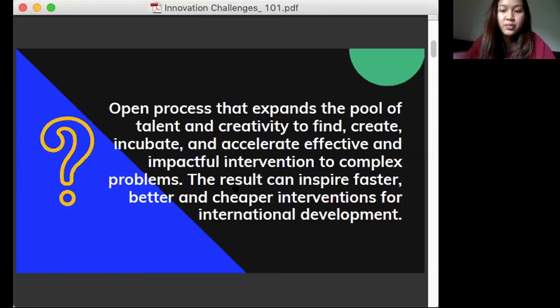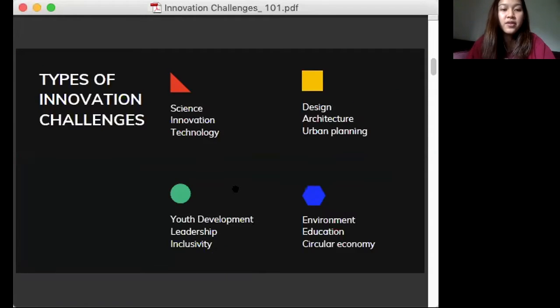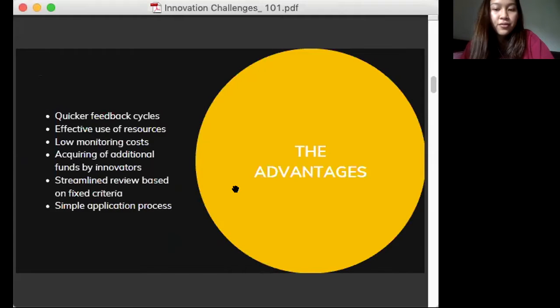Because they are used to address specific issues, these challenges could raise solutions to problems in the science, innovation, and technology, design, architecture, and urban planning, youth development, leadership, and inclusivity, and also environment, education, and circular economy. The advantages of creating them is that they give quicker feedback cycles, effective use of resources, low monitoring cost, acquiring of additional funds by innovators, and also streamlined review based on fixed criteria. And most importantly, they have a simple application process.